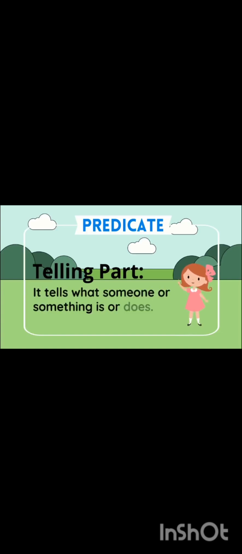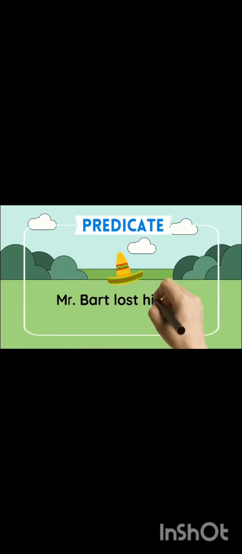The second part of a sentence is the predicate. The predicate tells what the subject is or does. In other words, it tells what someone or something is or does. Let's take a look at this sentence. Mr. Bart lost his hat. Which part shows what Mr. Bart did? What did he do? He lost his hat. Lost his hat is the predicate of this sentence.